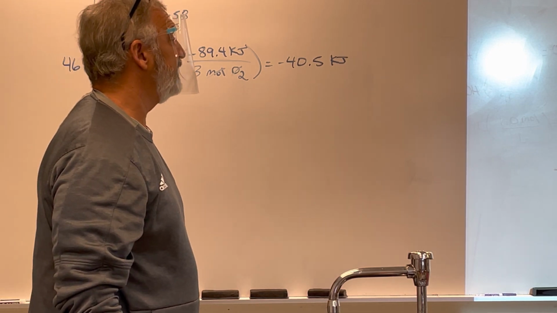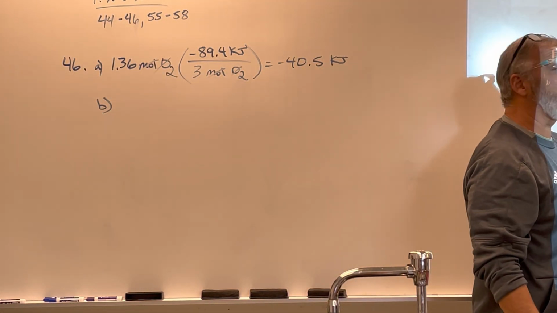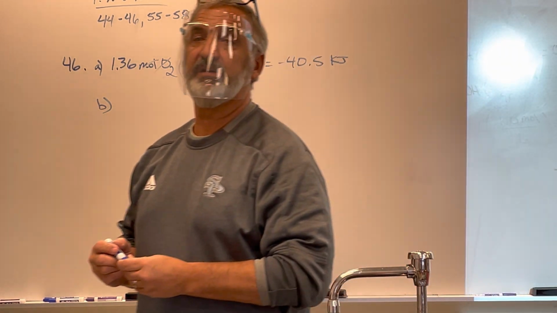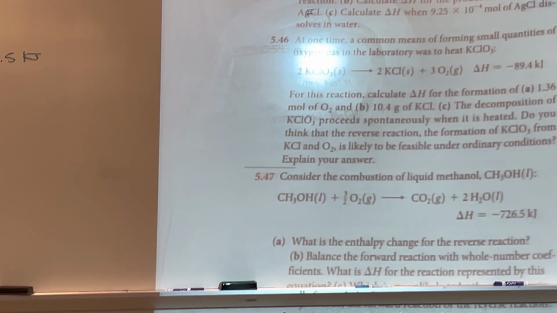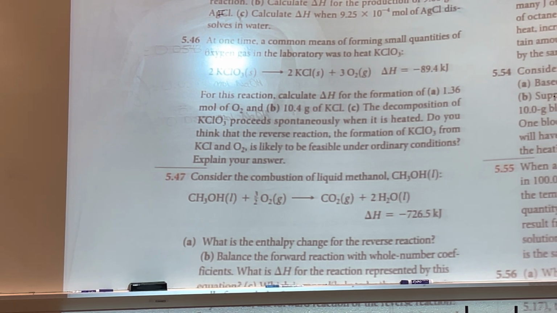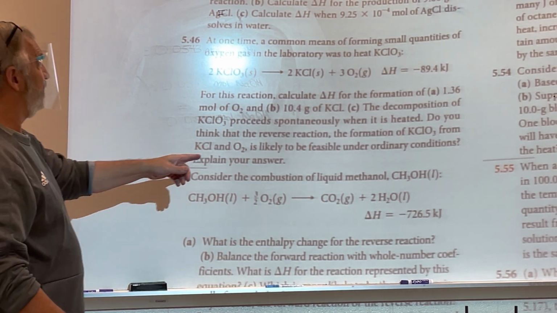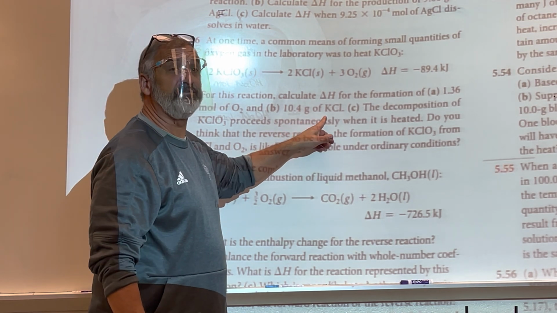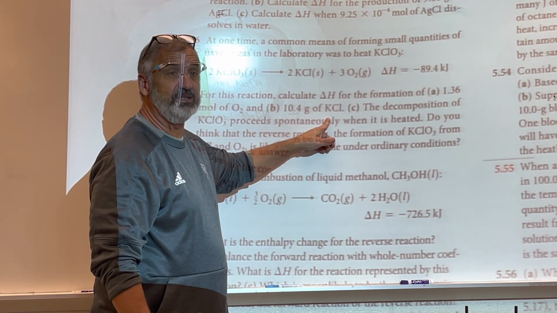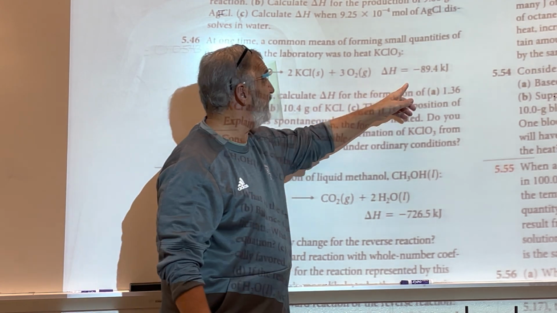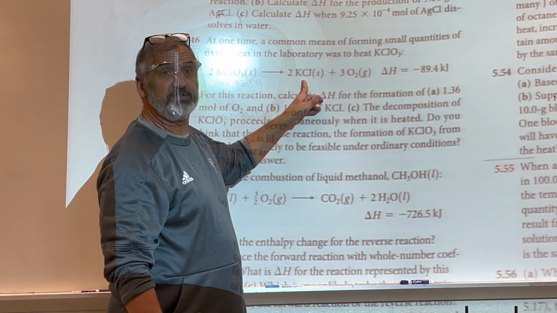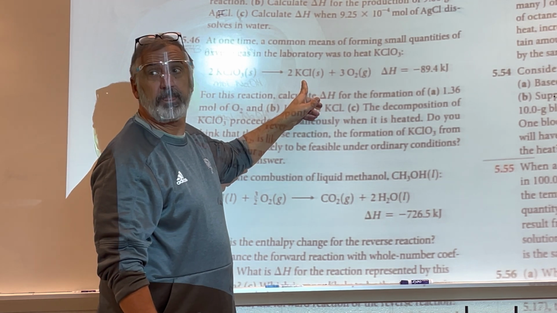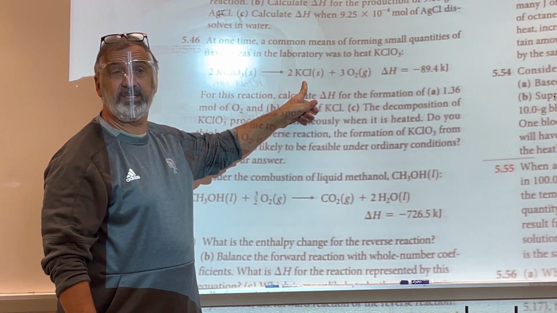Now 10.4 grams of KCl. What's the only difference? Well, how are we going to do this one? 10.4 grams of KCl. Okay? So the only thing that's going to be different now is it's going to be 10.4 grams. I'm going to convert to moles using the molar mass of KCl. But then I'm going to say negative 89.4 kilojoules per 2 moles of KCl. All right?